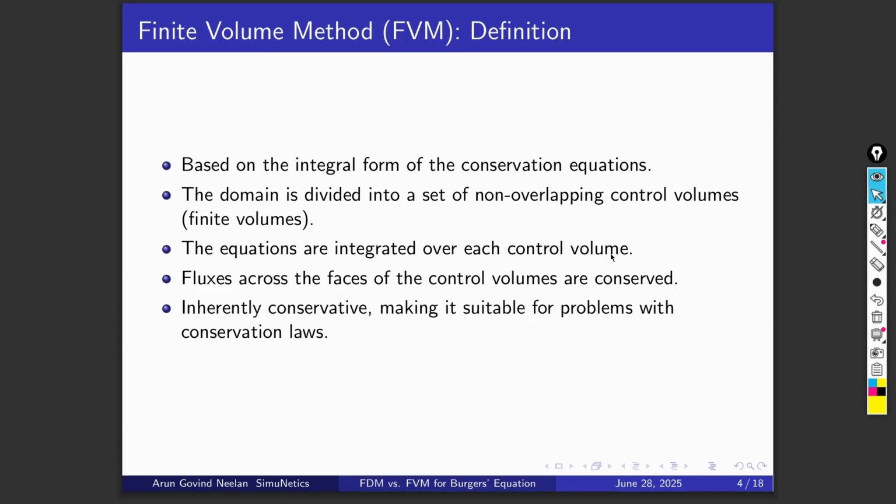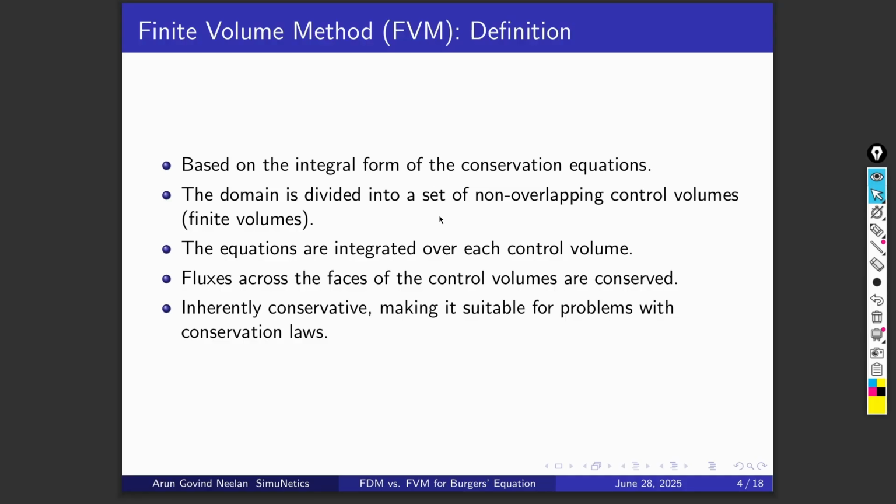Now we shall go to the finite volume method. Finite volume methods are generally derived from the integral form of the conservative equation. We shall briefly see what the integral form of the conservative equation is soon. The finite volume method is based on the integral form of the conservative equation, so there is some advantage over finite difference when we solve fluid dynamics problems, where we expect conservation.